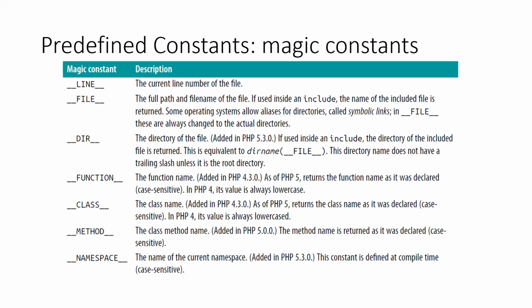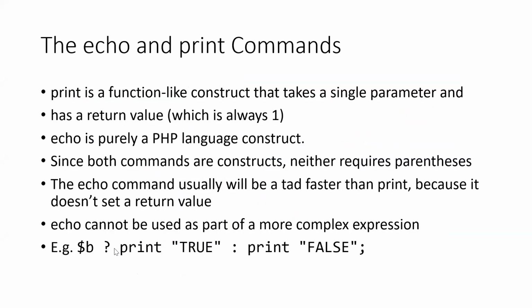That's the previous slide. What we have discussed is how you may create constants on your own, and there are also already defined constants. Sometimes these are known as magic constants. Note that here we have two underscores. If you have underscore underscore LINE underscore underscore, it means the current line number of the file. If you want the full path and the file name, we use underscore underscore FILE underscore underscore. Likewise, you can get the directory, the function name, the class name, the method name, and even the namespace. All these are case sensitive, so make sure you are careful when you use them.